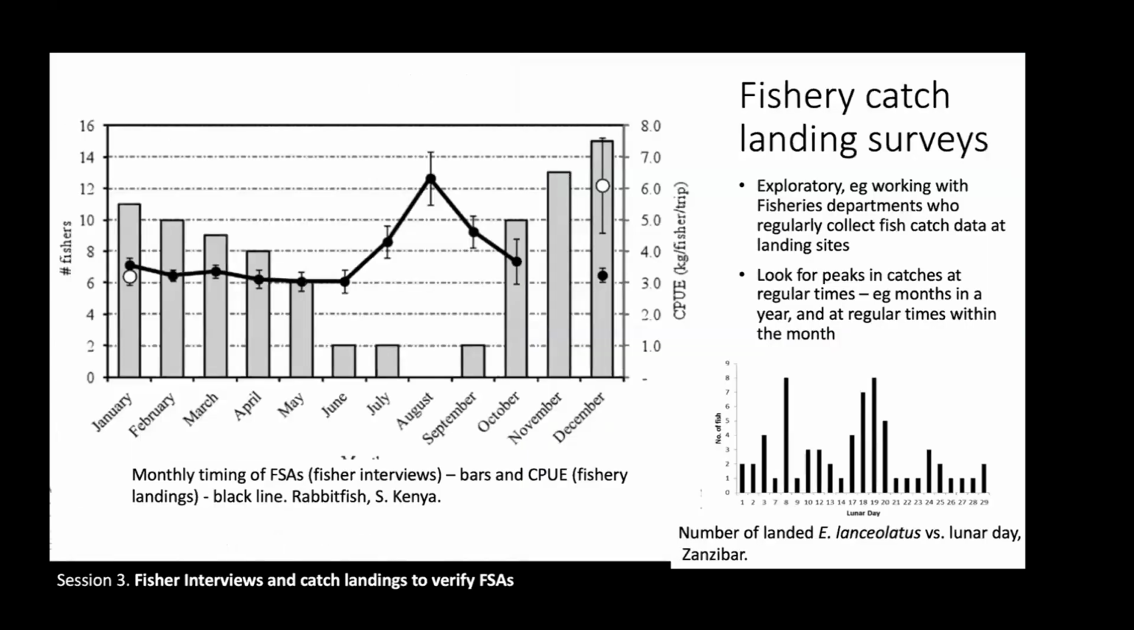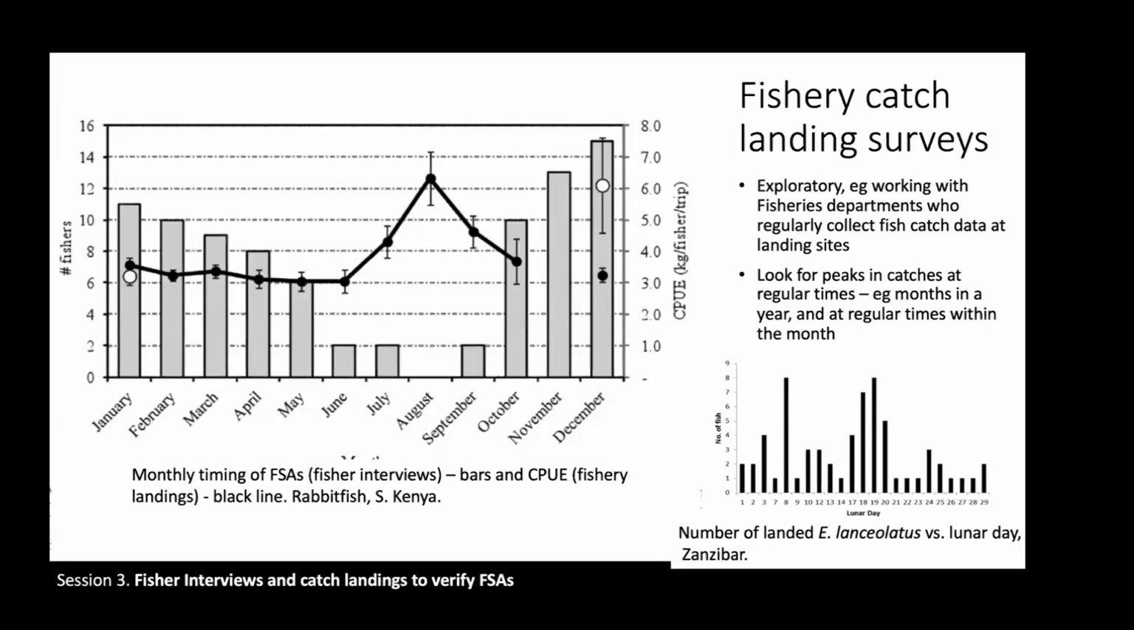Now I'm moving on to catch landings data and surveys, and these provide a really important addition to fishers' knowledge questionnaire surveys. They can help you confirm the species and the timing and the location of FSAs, and it's most easily done by looking at catches at landing sites. You can have first-hand observations of larger numbers than usual of a species being landed, combined with highly gravid females, for example. This can provide good evidence of the timing of spawning, but of course it doesn't provide evidence they were in a spawning aggregation.